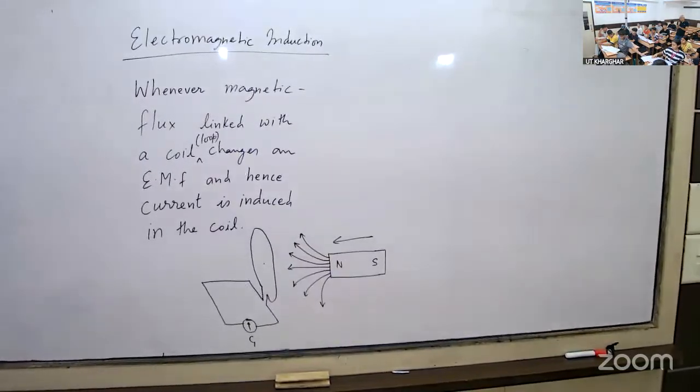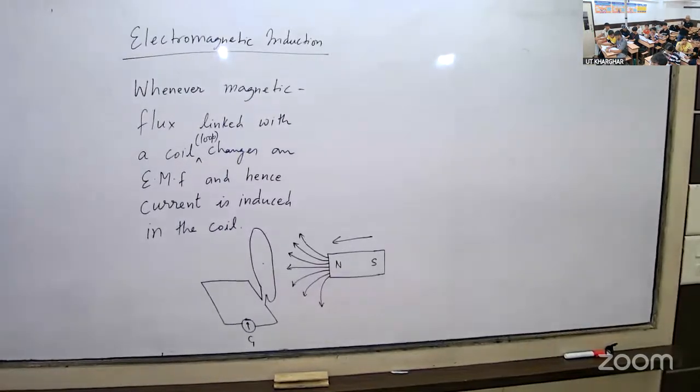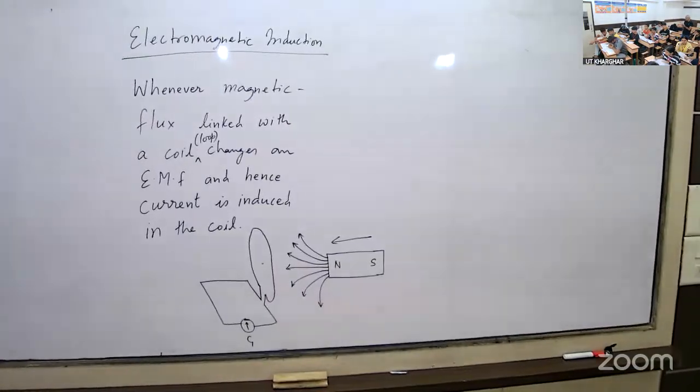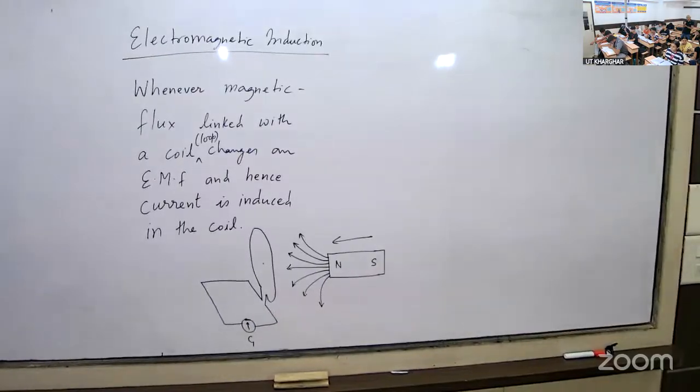And the galvanometer shows deflection only when the magnet is moving either towards the loop or away from the loop. When it moves towards the loop, the deflection shown is in one direction. When it moves away from the loop, the deflection changes; the direction is opposite. And if the motion is fast, deflection is more. If the motion is less, deflection is also less.